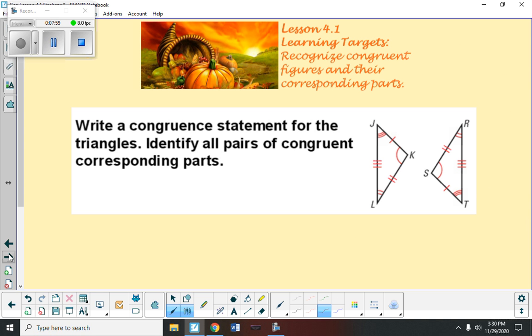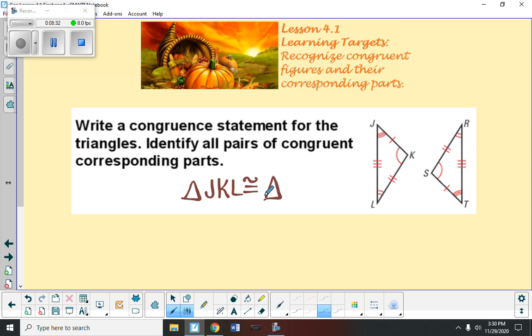All right, it says next, write a congruence statement for the triangles. Identify all pairs of congruent corresponding parts. So we'll call the first triangle, let's go with JKL. Now we'll notice we have 3 sets of congruent angles, and we look at the number of little tick marks, I call them. And then we look at the sides. We have 3 sets of congruent sides. So that means we have congruent triangles.